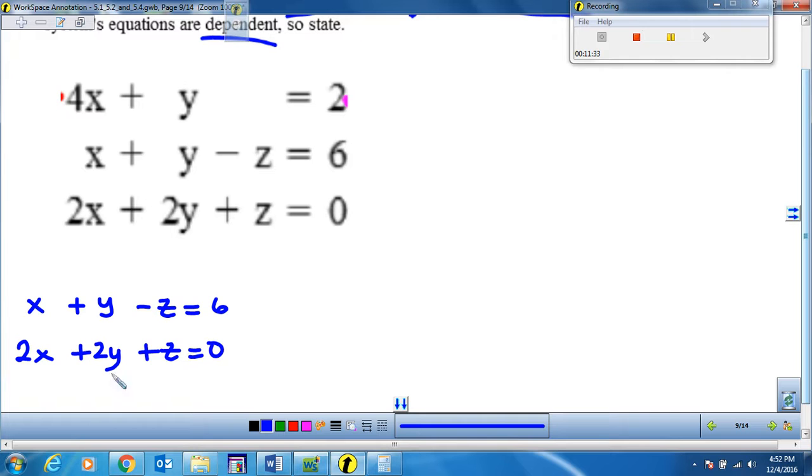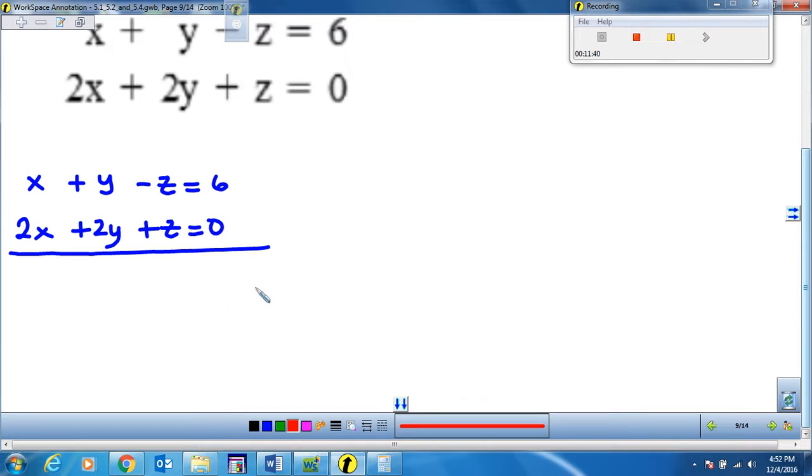Let me tell you why I chose the second and the third equation, because I saw that these two have the terms that have the z's ready to be canceled. Negative 1z plus 1z cancel. So I said, let me do those two, and that way I don't need to deal with, okay, what do I cancel and what do I multiply times? It's already there. 1x plus 2x, 3x. 1y plus 2y, 3y equals 6 plus 0, 6. So this is going to be equation 1.